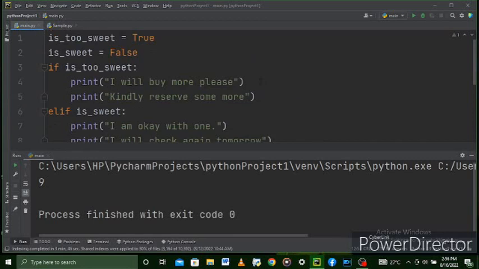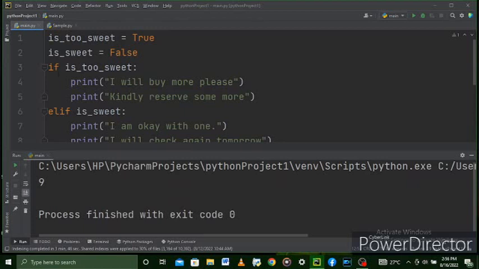Okay guys, so what we've actually done here is we have given some conditions. A buyer wants to buy some fruit. If the fruit is too sweet, which in this case is true, then certain decisions will be made. Here, if the fruit is not sweet at all, which in this case is false, then certain decisions will be made.